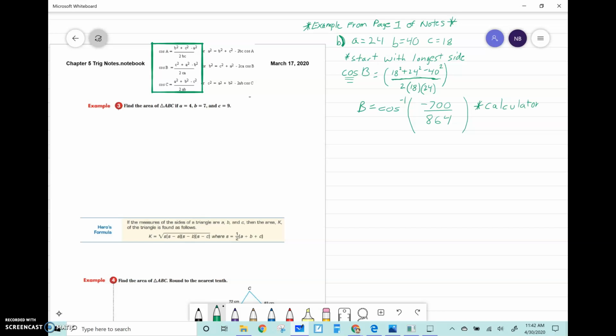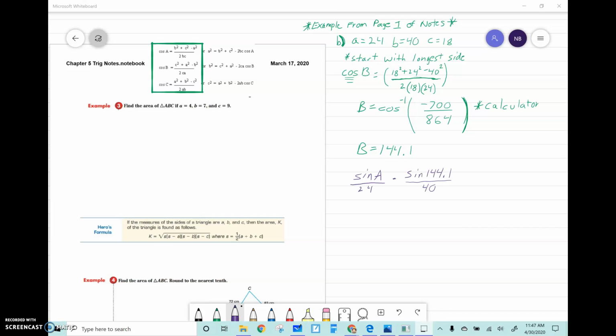So in your calculator, you would actually type in the cosine inverse, then you would type in -700 divided by 864, and make sure you close your parenthesis. All right. So when you type that in, I'm going to hit second cosine inverse. I'm going to type in -700 divided by 864, close that parenthesis, and you get B is equal to 144.1.